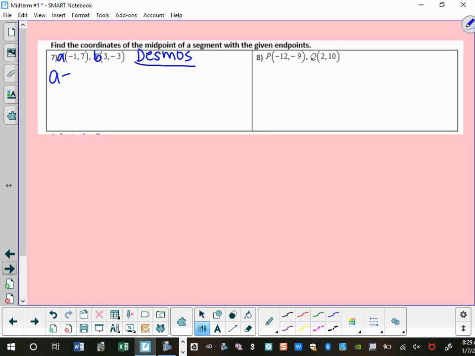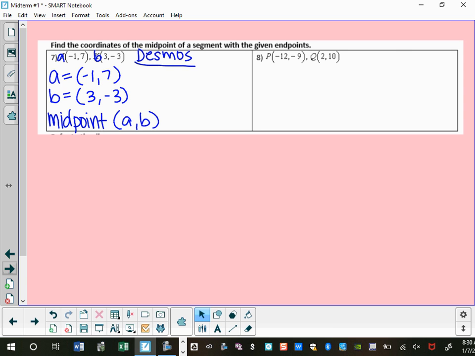I want you to write this on your paper. Write A equals, what's my first point? -1, 7. What's my second point? 3, -3. What operation are they asking me to find? The midpoint, distance? What are they asking for? Midpoint. So then we're going to type in midpoint of A and B. So, go to Desmos.